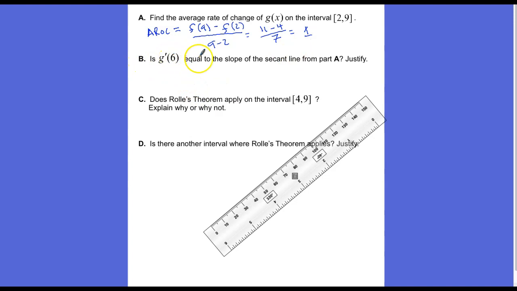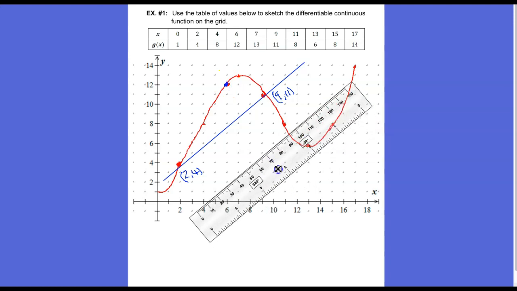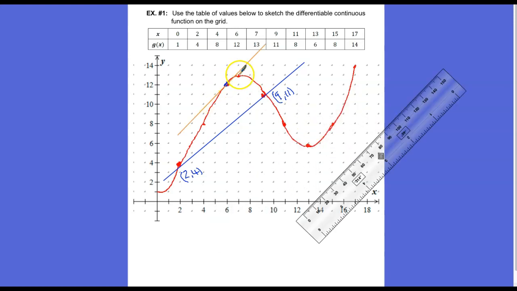Is g prime of 6 equal to the slope of the secant line? Well, let's take a look at 6. At 6, I would say that it's not parallel, but we can give an argument for that. This seems to have a slope that is approximately 3/2, and the slope of the secant line is 1. So this has a slope that's approximately 1.5.